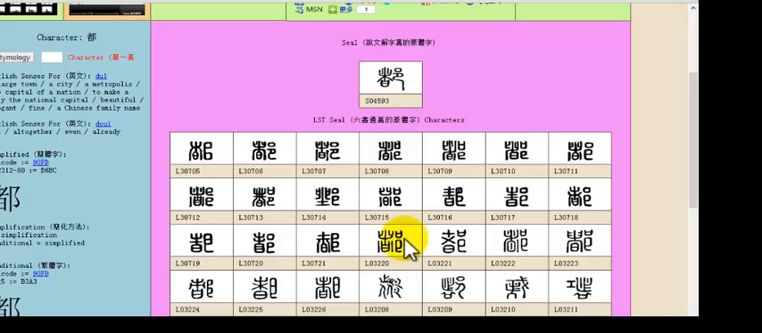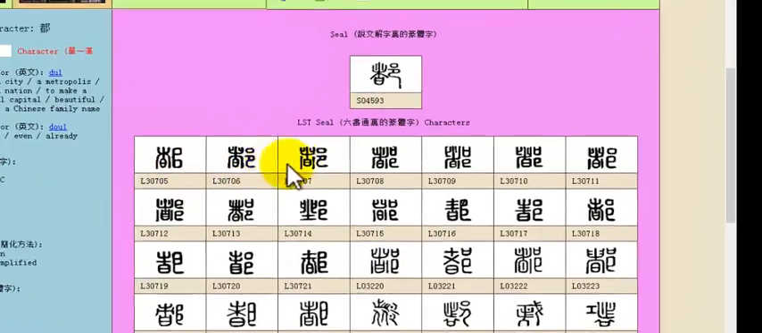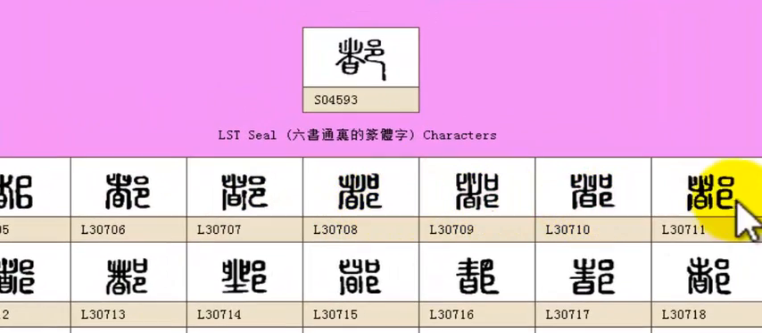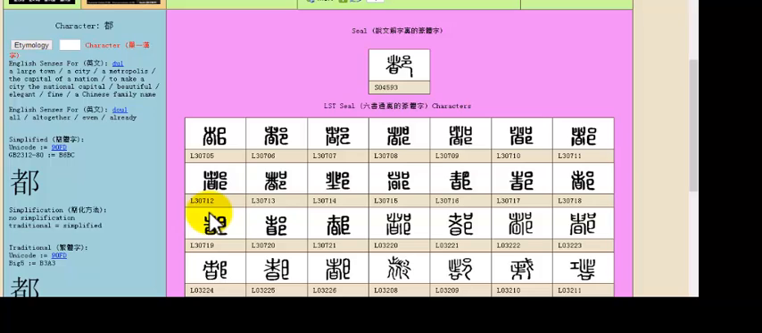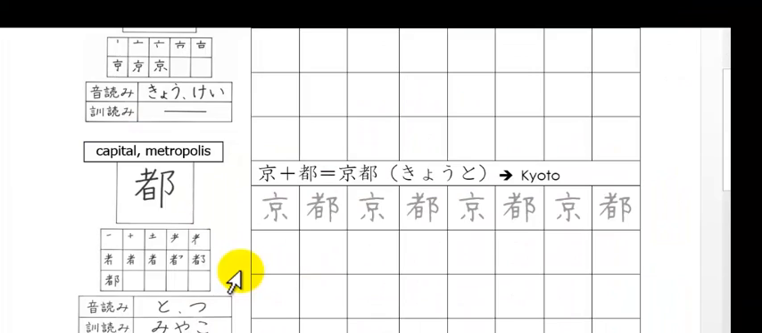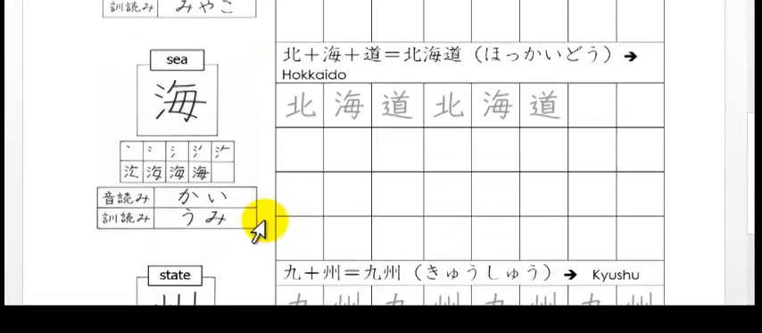Have a quick look at the etymology and have a look at the right hand side. Now that's a village on a hill. It's a little hard to see that. And then the left hand side bit, you really don't have to worry too much because that's simply for the sound. So there we have to. Okay, let's go down to the next one.